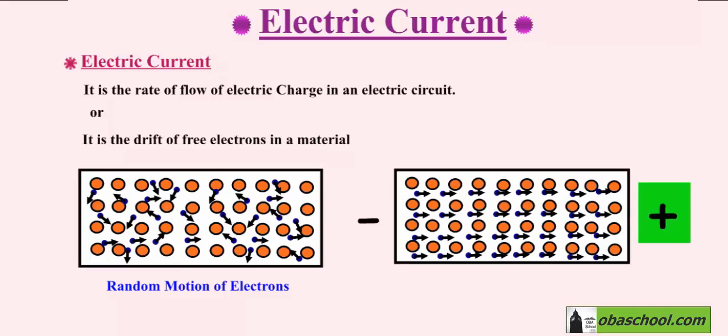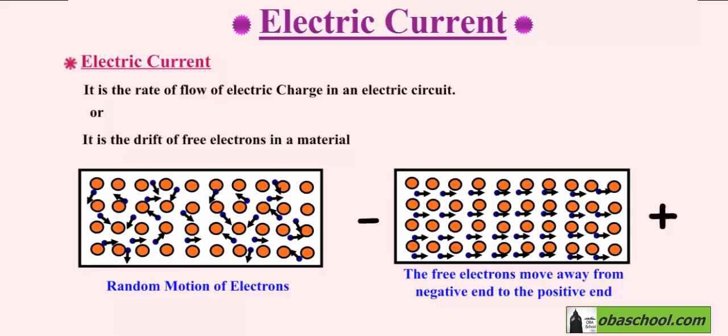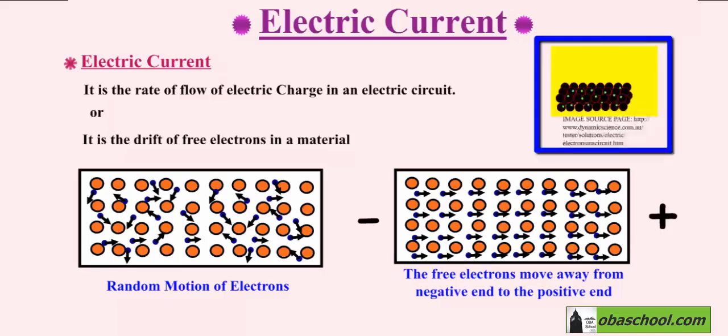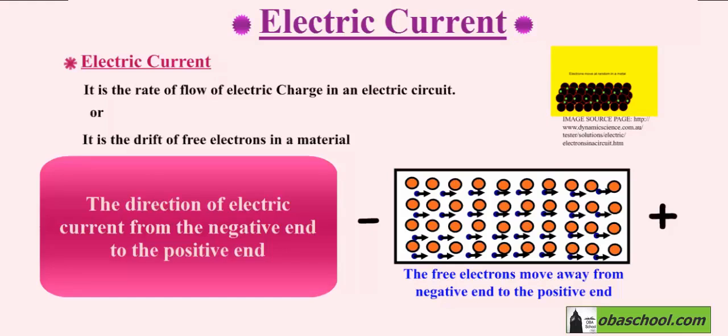Now, when we connect this material to a battery, electrons will move towards the positive charge of the battery, like we see in this picture. The free electrons move away from the negative end to the positive end. And we can see here how it is represented. First, the electrons are moving randomly. After connecting to a battery, you can see how they're moving from the negative to the positive side of the battery. So the direction of the electron flow is from the negative end to the positive end.